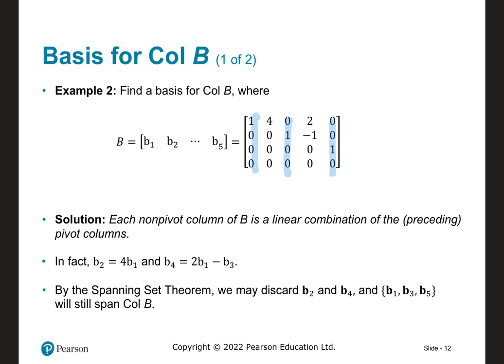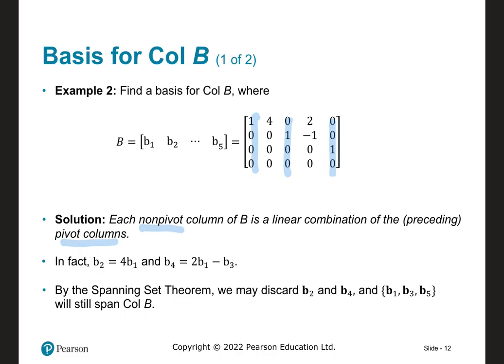Okay? Then each non-pivot column is, in this case, a linear combination of the preceding pivot columns, right? For example, B2 is 4 times B1, and B4 can be written as 2 times B1 plus negative 1 times B3.